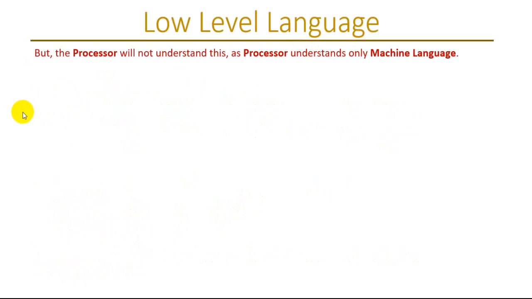But now, even though for our convenience we have put all those words and now it's very easy to understand assembly language, there's a problem. What's the problem? The processor will not understand this. Why? As the processor understands only machine language, because it's built in only machine language. You can give only machine language to the processor. So just because we like assembly language, the processor won't know, because a processor is always zeros and ones.